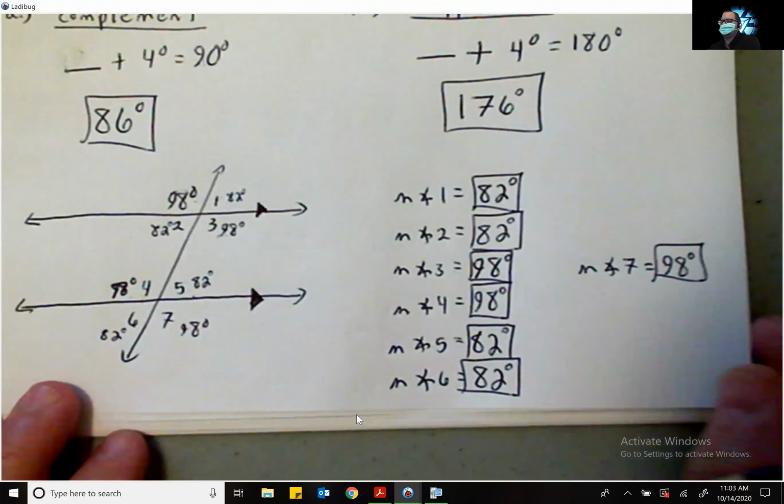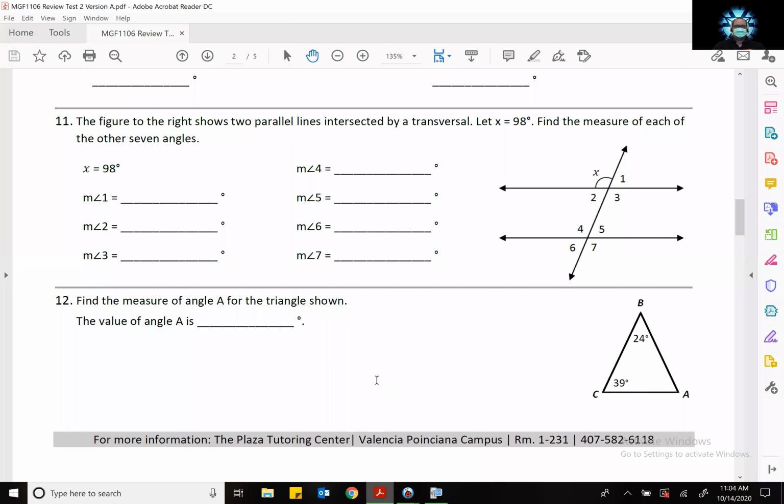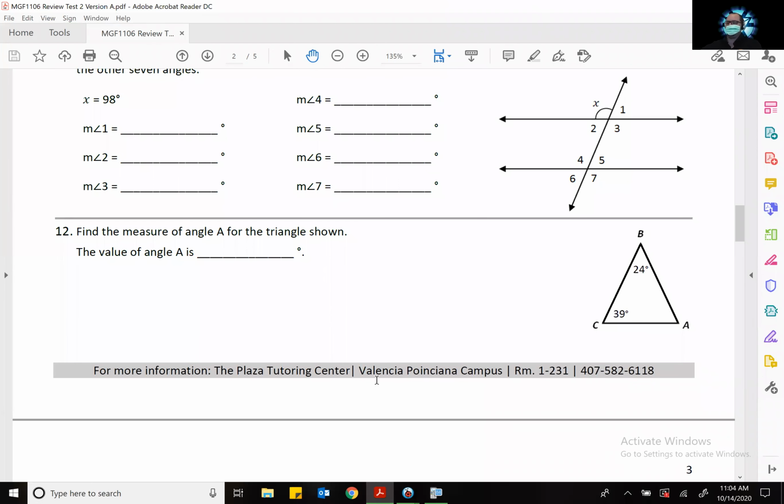All right. Moving on. Number 12. So we've got this triangle here, and we want to know what is the measure of angle A. How do we do that?